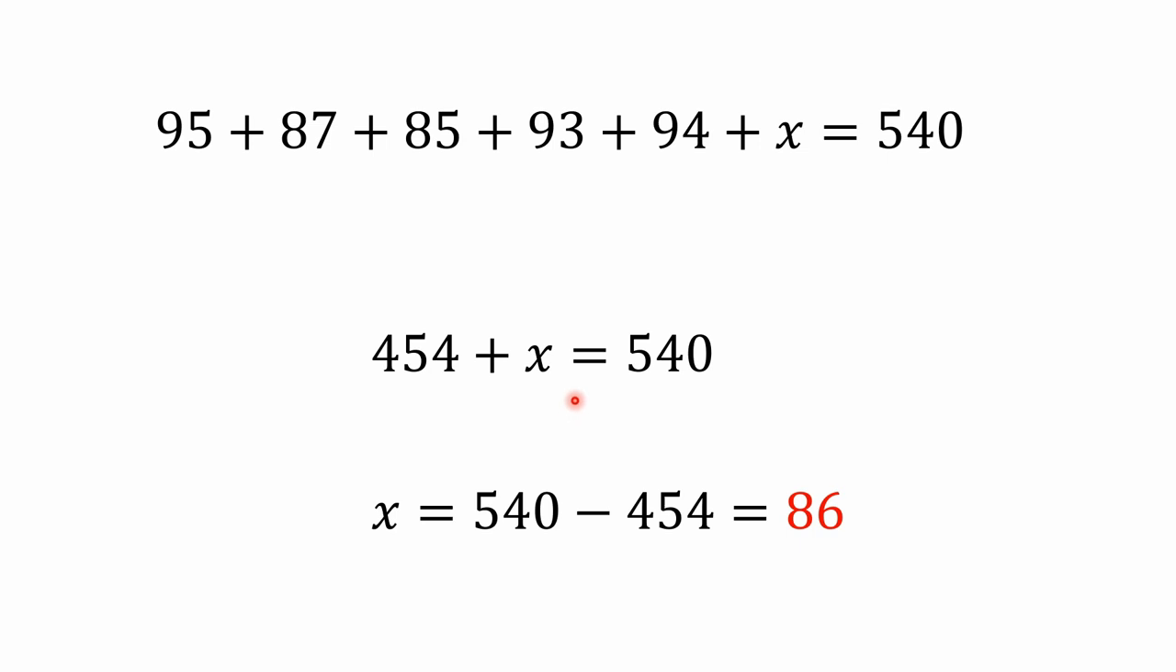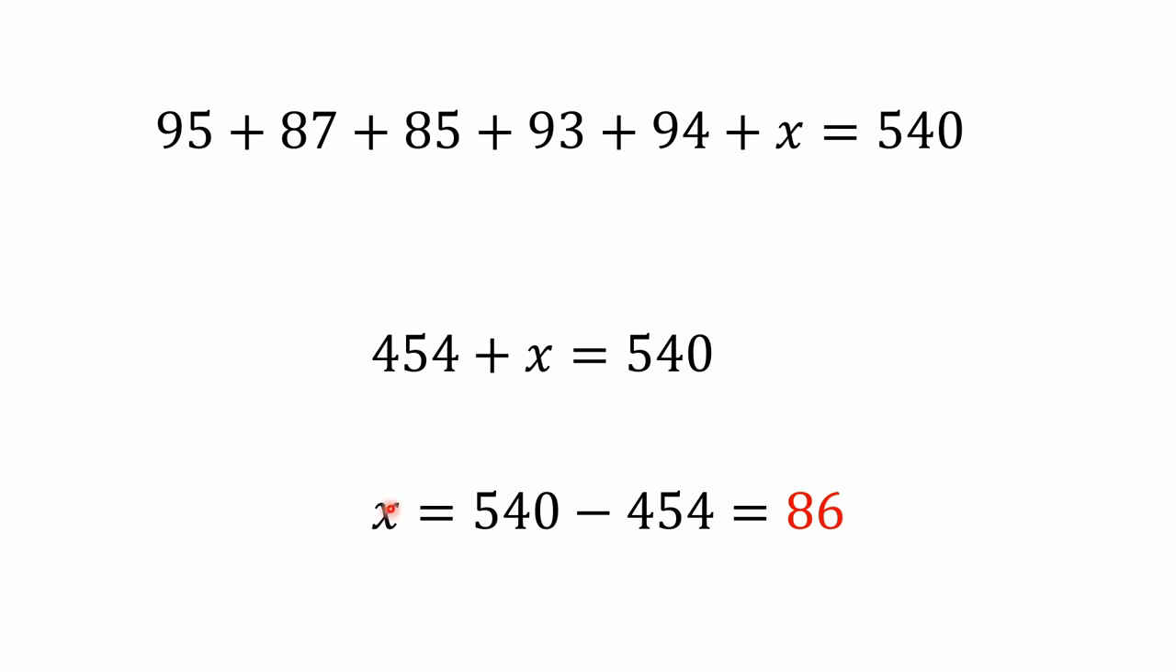Now from here it gets pretty easy. All we have to do is again do the same thing on both sides. We want to get x by itself. Well, how do we do that? We need to get rid of this 454. Well, we can't just erase it. What we have to do is subtract 454 from the left side of the equation, and subtract 454 from the right side of the equation.